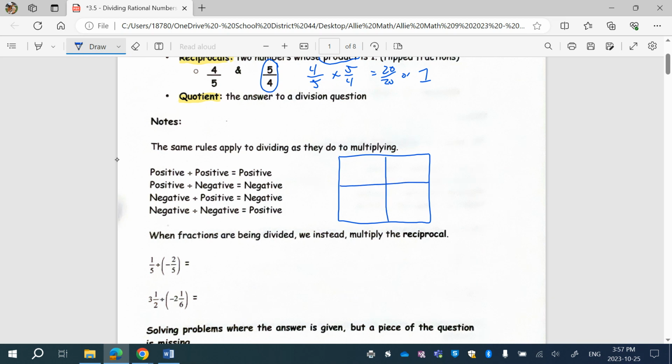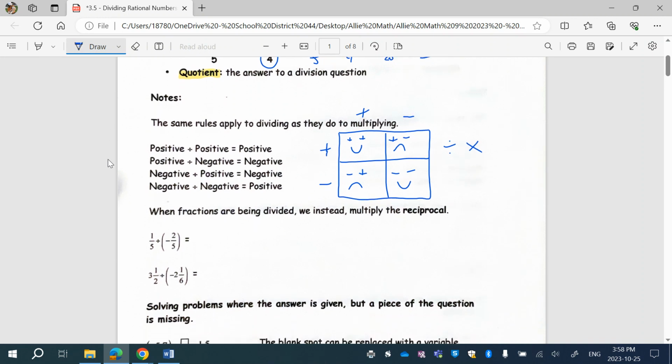Okay. So let's say we got a positive and a negative here, a positive and a negative here. So these two, where it's both positive, that's a positive. Here, where it's a positive and a negative, that's a negative. Here, where it's a negative and a positive, that's a negative. And here, where it's a negative and a negative, that's a positive. So the same applies to dividing as it does to multiplying positive and negative integers and fractions.